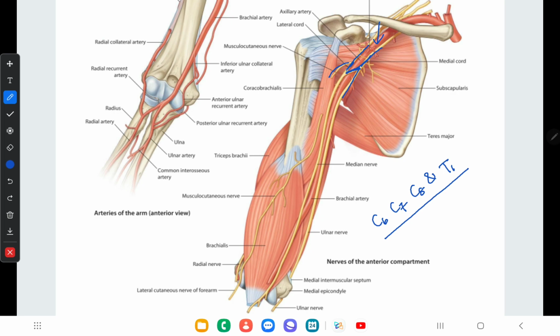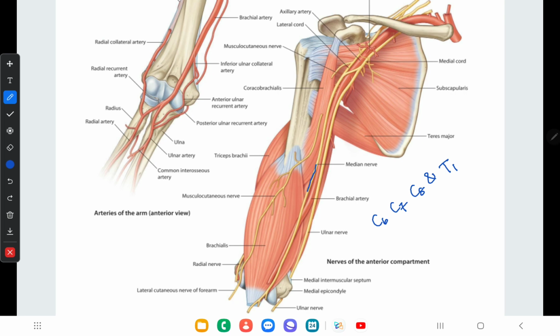Those two roots unite together to form the median nerve anterior to the third part of the axillary artery. The axillary artery is divided into three parts: first, second and third. Here the median nerve forms anterior to the third part of the axillary artery. It continues along the lateral aspect of the brachial artery. Then the axillary artery becomes the brachial artery. Here you can see the median nerve descends lateral to the brachial artery.